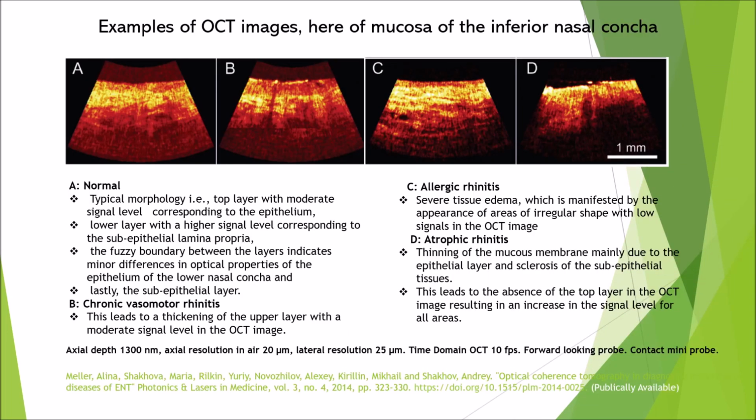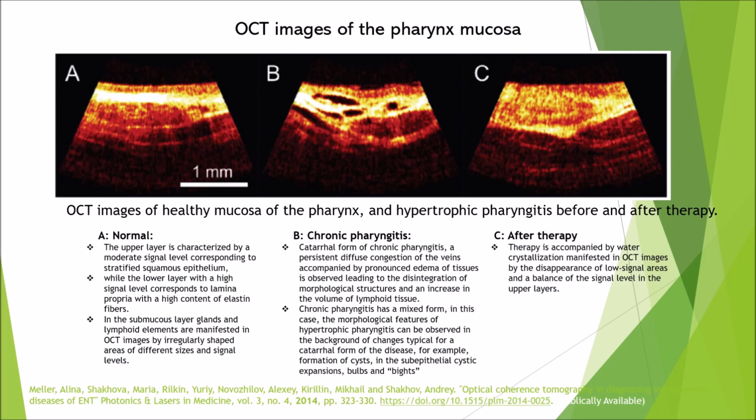These 4 images are examples of OCT, here of mucosa of the inferior nasal concha. Image A is normal, while image B is of chronic vasomotor rhinitis, and C is of allergic rhinitis, and lastly, image D is of atrophic rhinitis. These 3 OCT images show a normal healthy mucosa of the pharynx, B shows a hypertrophic pharyngitis, and the last image C is after the therapy.